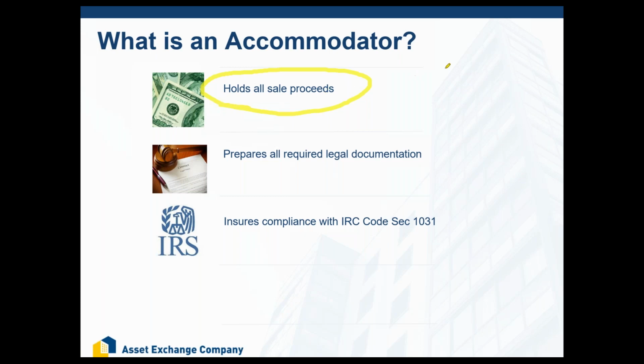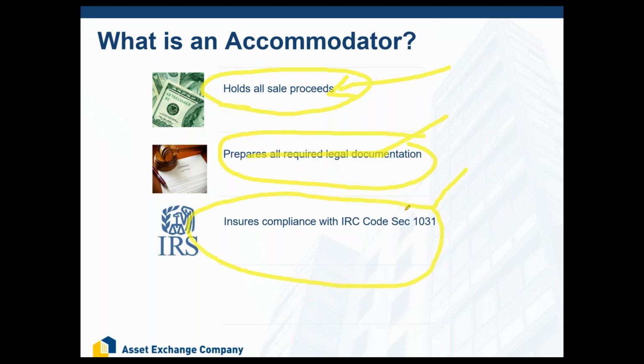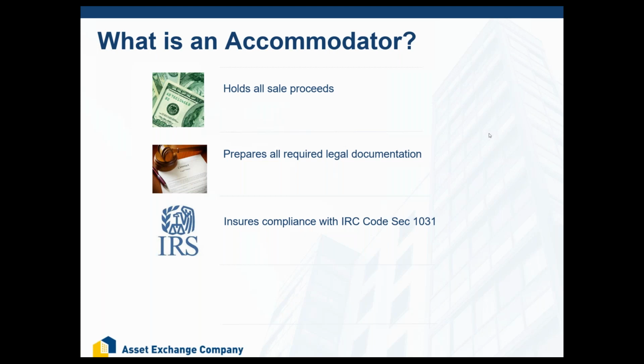Same thing with the 1031 exchange. You have to work with a company to hold the money coming out of your sale property. We also provide all of the legal documentation that is required to properly document the transaction as a 1031 exchange. And then most importantly, we ensure that you are in compliance with the tax rules that govern 1031 exchanges. So that's what my company does.